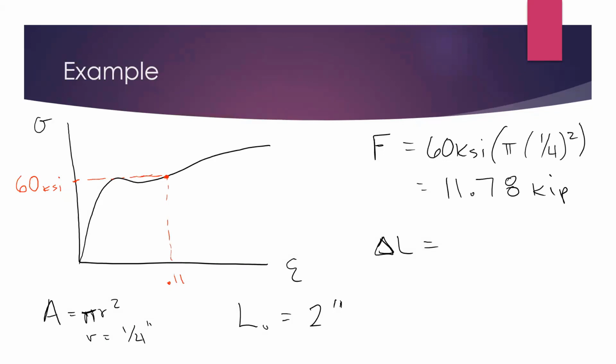All right, how do you calculate the amount of change in length? Okay, so strain is not directly equal to change in length, right? Okay, so delta L over L is equal to strain, which means delta L is equal to strain times length. And if your strain is 0.11 and your initial length was 2, you get 0.22 inches of elongation.